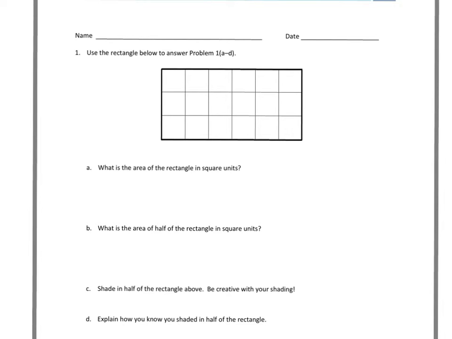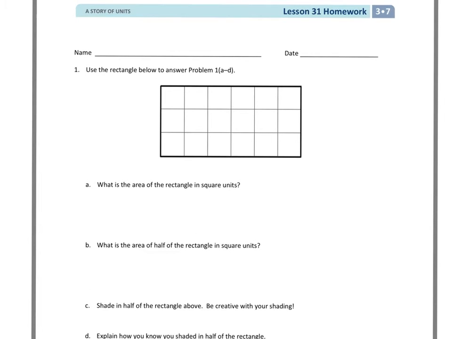Hello everyone, this is Grade 3, Module 7, Lesson 31 homework. For 1 it says, use the rectangle below to answer problems 1A through D. For A it says, what is the area of the rectangle in square units?